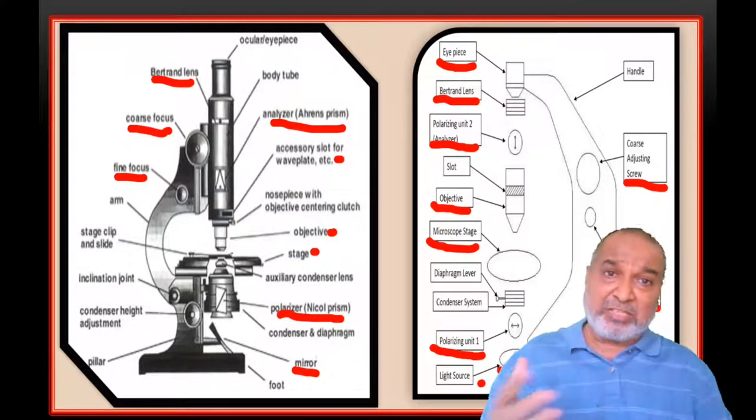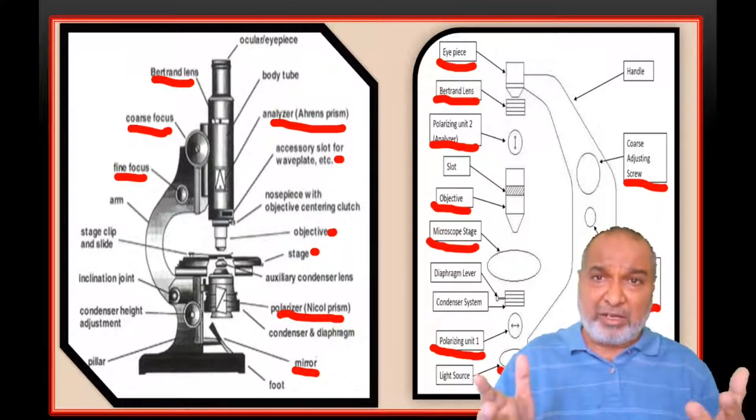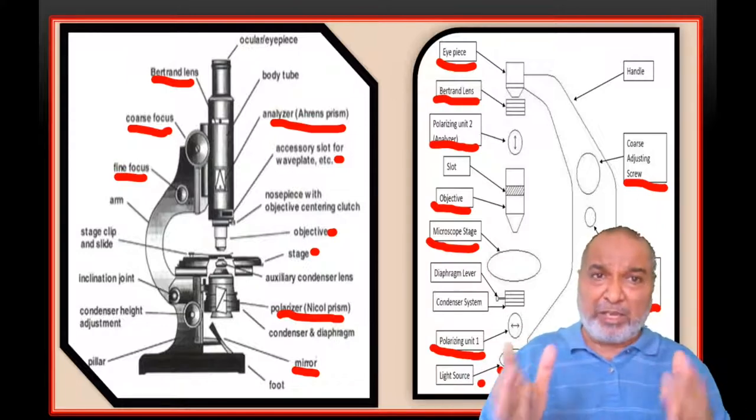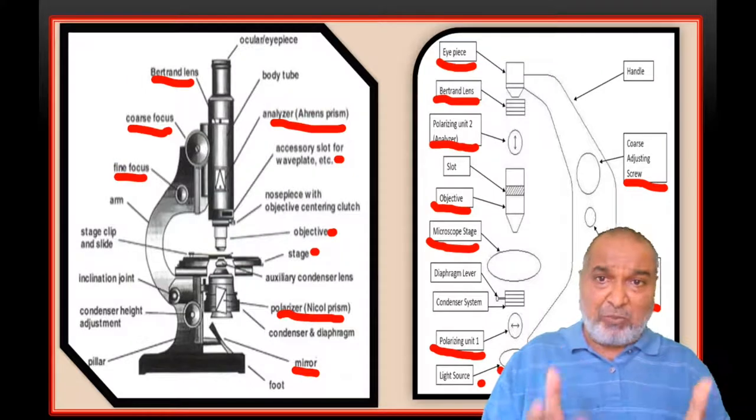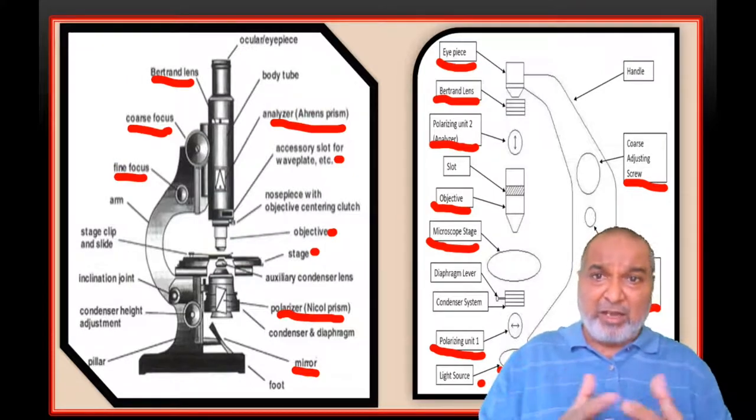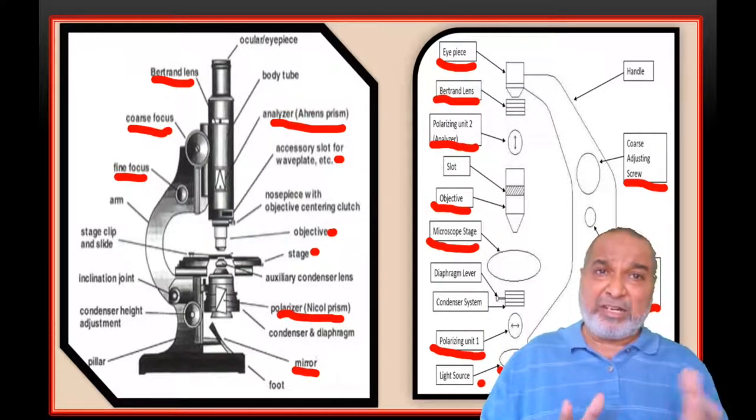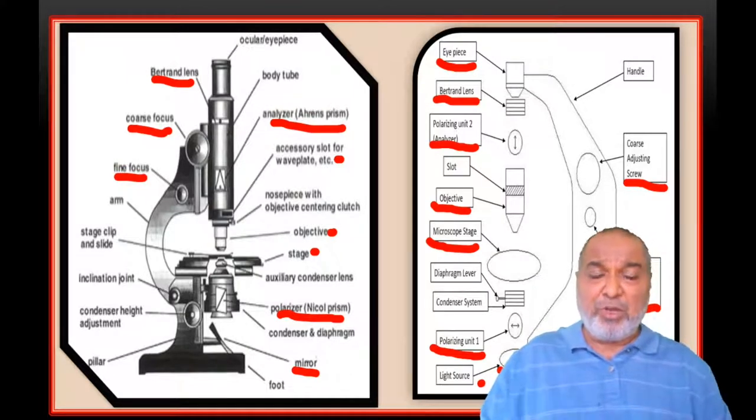So there are seven microscopes kept, and five or six microscopes will be used at a time, and one instructor cannot go everywhere to rectify that particular mistake. So we have to take these precautions carefully when we go under the microscope.